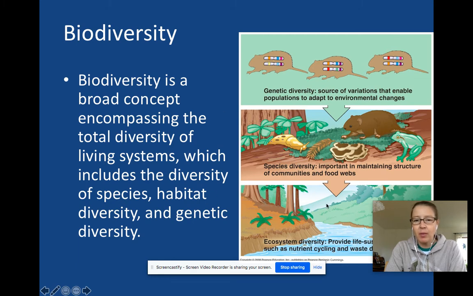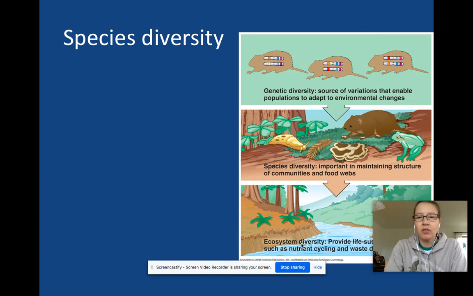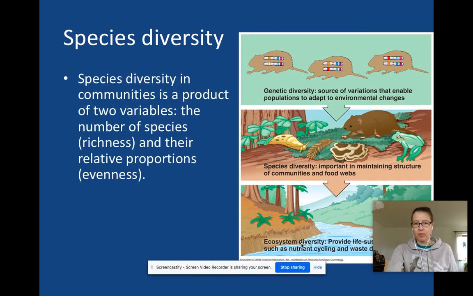This diagram that I have talks about habitat diversity and more like ecosystem diversity, but we're going to use the term habitat diversity today. Okay, so species diversity is generally what we think of when we're talking about biodiversity. That is basically the number of species that you find in an area, but it's actually a product of two different variables. It's the number of species you find in an area, which is the richness, and the relative proportions, which is evenness.